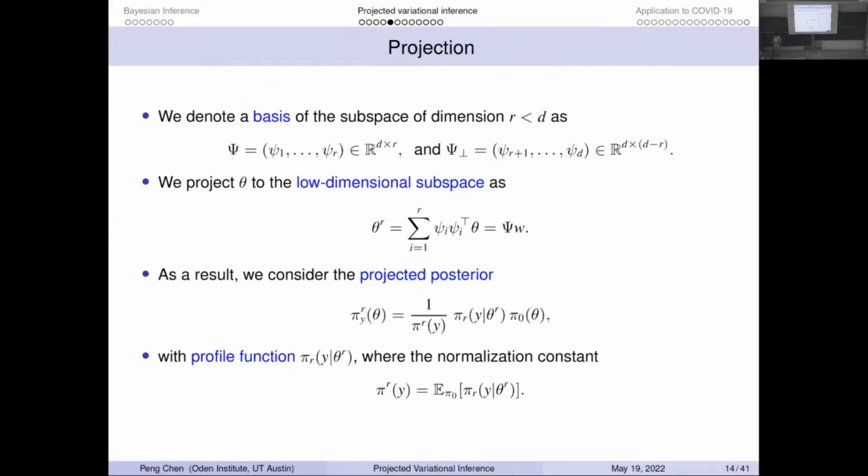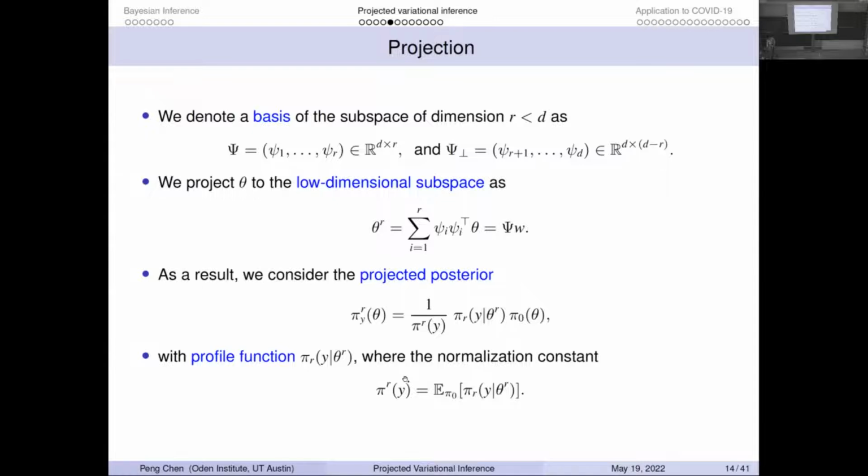And so what we're going to do here is the projection. We have the basis of the subspace formed by these eigenvectors, let's say r dimensional, and then we have the complement here. We can project this parameter into the low dimensional subspace. This is a projection, and then we can define a projected posterior, which is given by the same term of the prior, but here you have a profile function, which is a sort of approximation of the likelihood function, and then you have a normalization constant. So we call this the projected posterior.